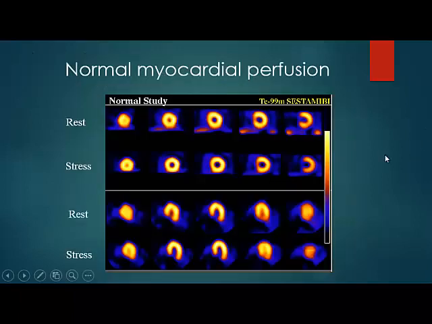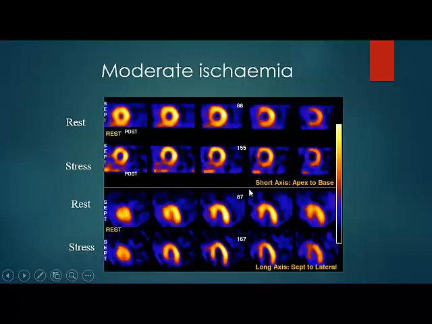So this is an example of a nuclear stress study. So here you can see a rest perfusion being completely normal, and on stress this is a normal study, and at rest also there's perfectly normal uptake similar to the rest imaging. This patient has reduced uptake of the tracer in the inferior wall and becomes normal on the rest images. So that means this patient has ischemia in the inferior wall.